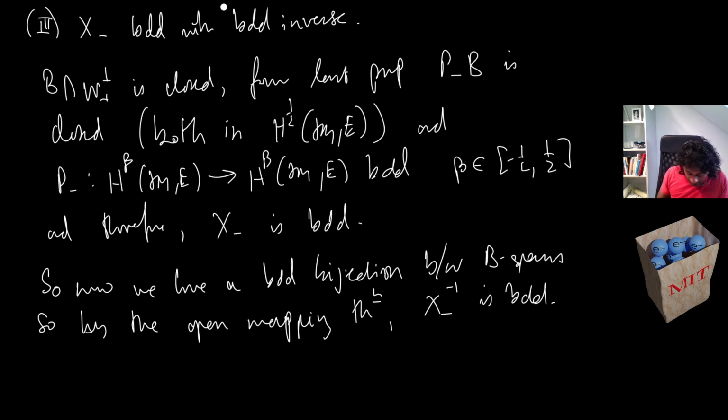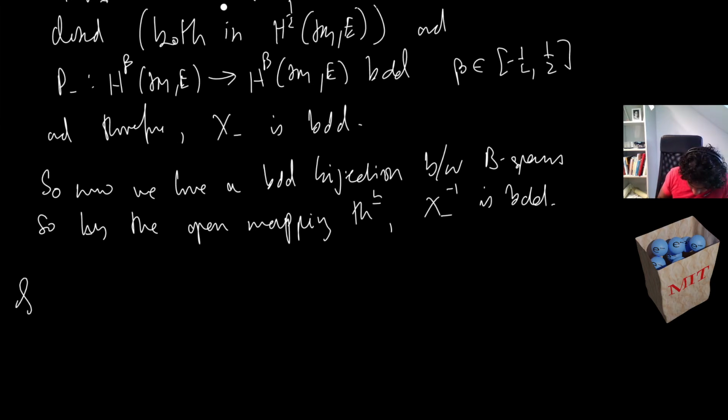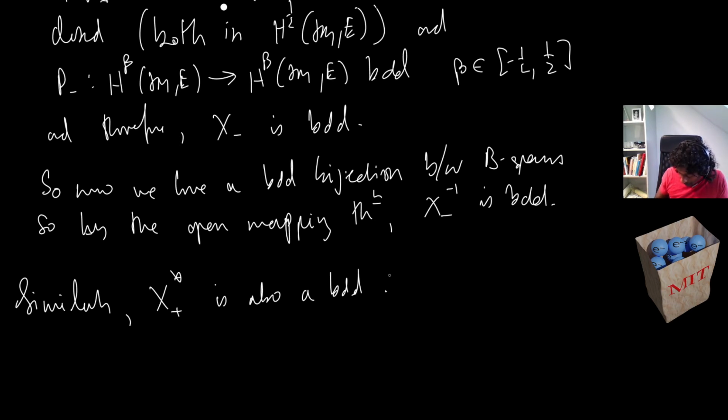So similarly, X plus star is also a bounded map with bounded inverse, and the argument mirrors this, right?